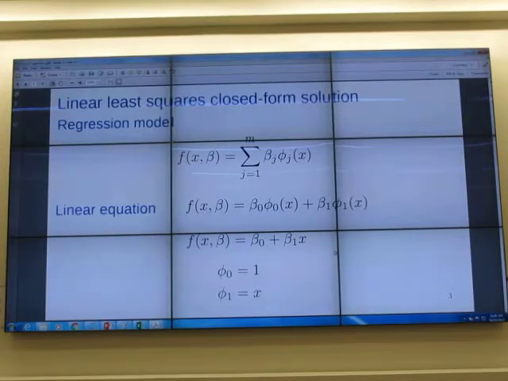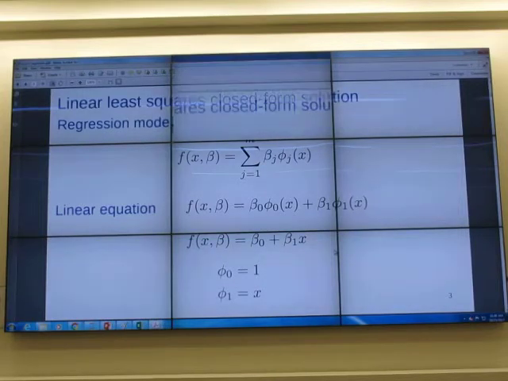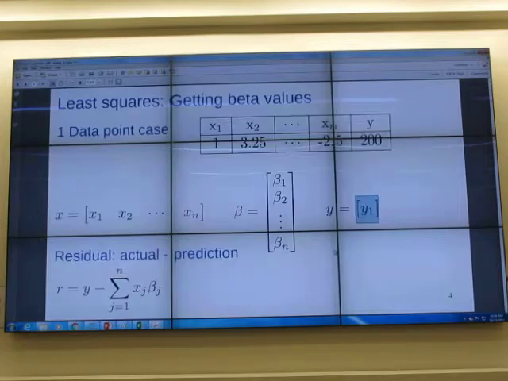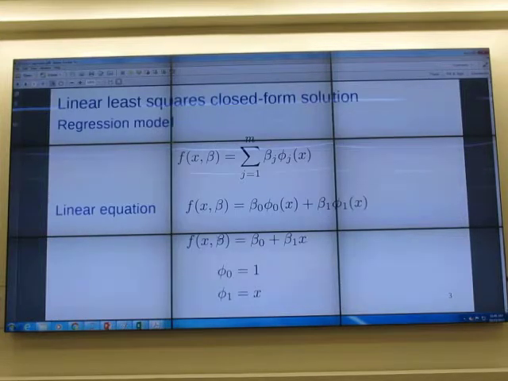Previously, it was just two bases, phi equal to 1 and phi equal to x. This time we have several phi. So the residual, for just one point, equals y, the measurement data or the true value, minus the prediction, the summation of x_j beta_j, which is this one.